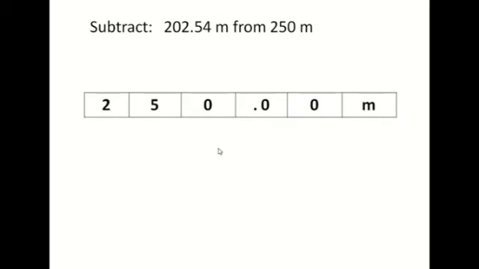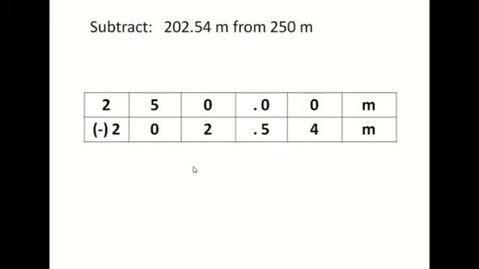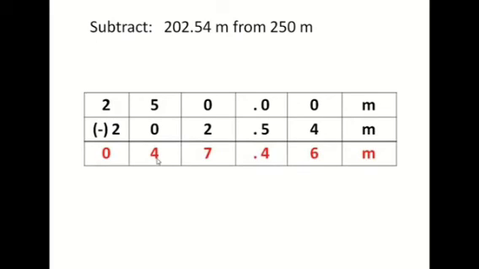So arrange them in columns like this. 250.00 meter. Under that, 202.54 meter. Now we will do the subtraction. Here in 250, you have to borrow from 5. Take 1, make it 10. And slowly go ahead. Finish up your subtraction and check the answer from here. It is 47.46 meter. So you can write the difference equals 47.46 meter.